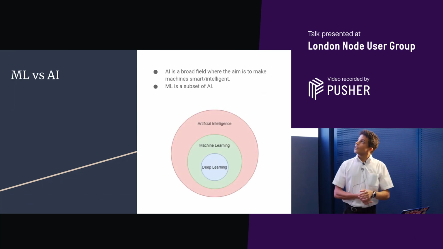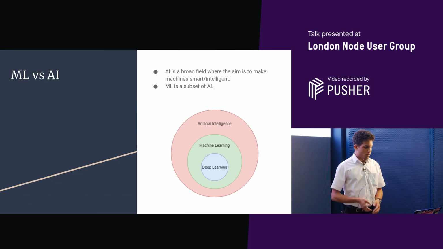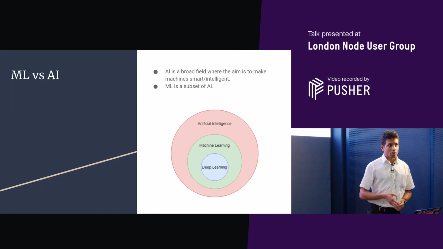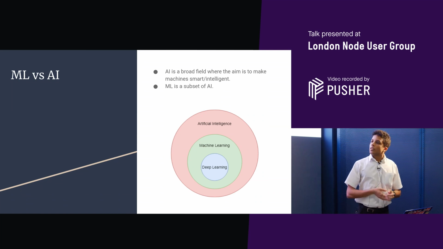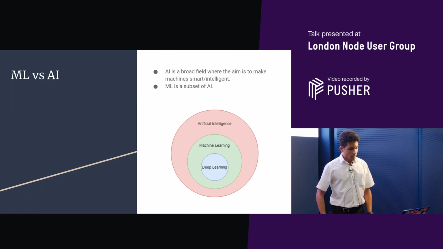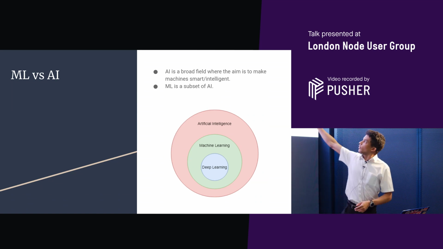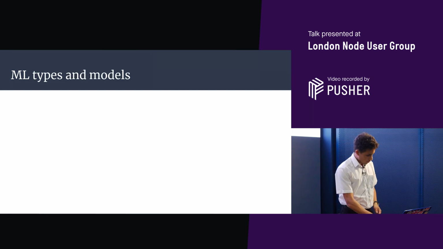So ML vs AI, that's a thing I see quite a lot of people still struggling to differentiate. AI is a broad field where they aim to make machines smart, with intelligence, hence the name artificial intelligence. ML, as you can see in the graph here, is a subset of it, with deep learning being a subset of ML.